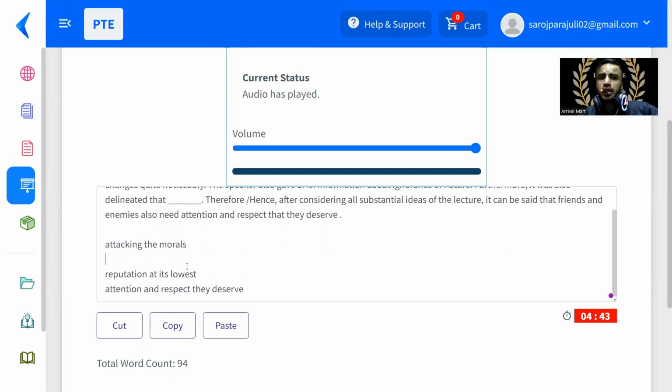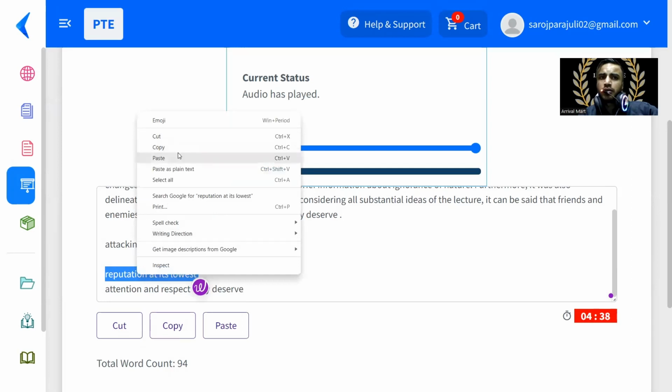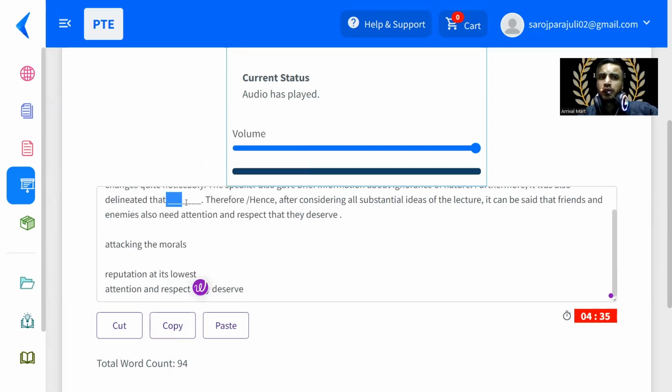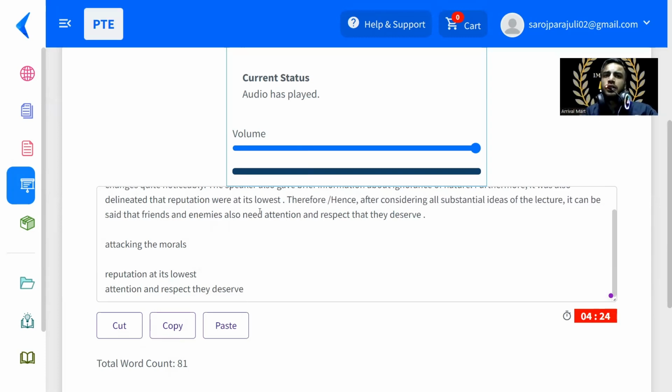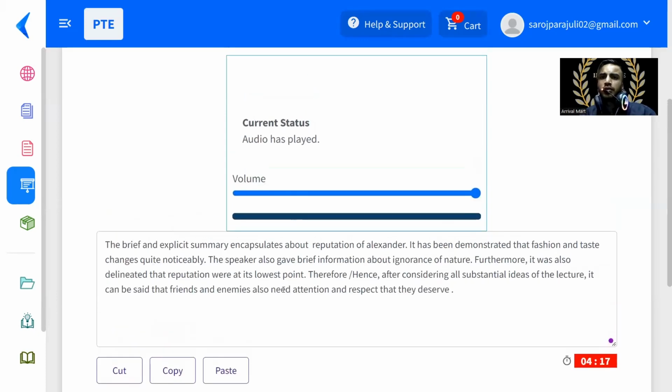It has also been delineated that the reputation was at its lowest point. Okay, I guess this is enough. Okay, that's how you can solve this. Now let's check at last. I don't need this too.